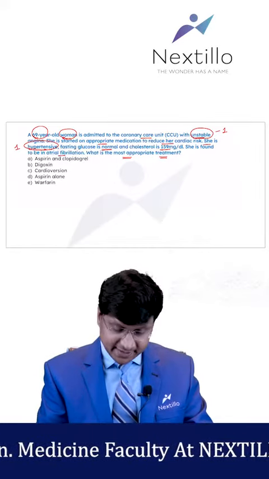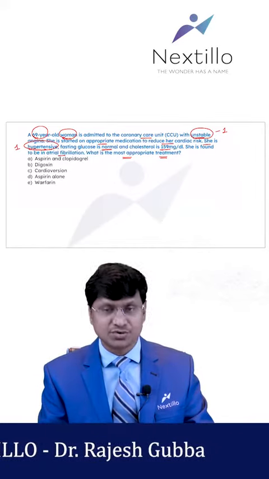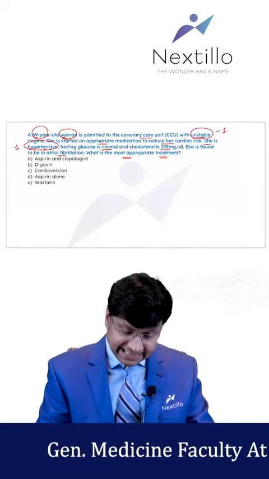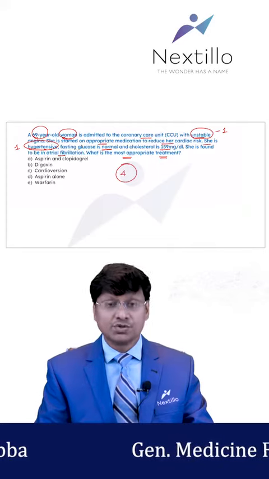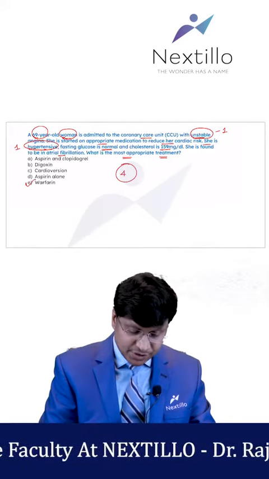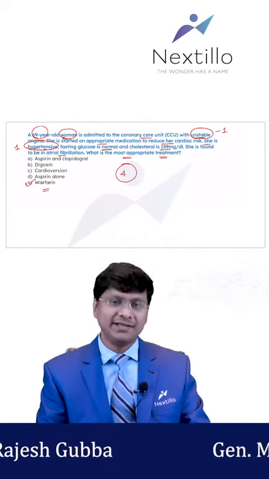Fasting blood glucose levels are normal. Cholesterol is 159. So in this patient, your CHA2DS2-VASc score is 4. So what is the treatment that you need to give in these patients? You need to give warfarin in these patients.